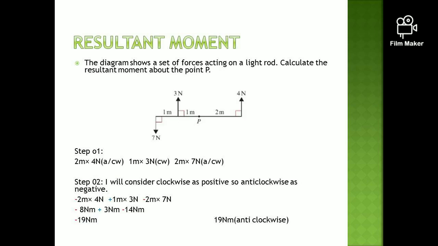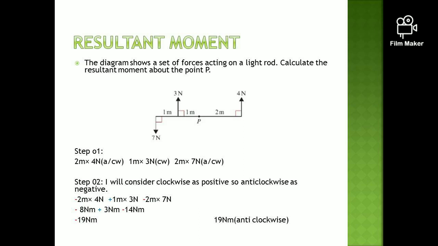Let's work out this question. Here in the diagram, we need to find the moment around point P. I will follow step 1. The moment due to the 4 newton force is 2 into 4, and that is anti-clockwise. Then the moment due to the 3 newton force is 1 into 3, and that is clockwise.